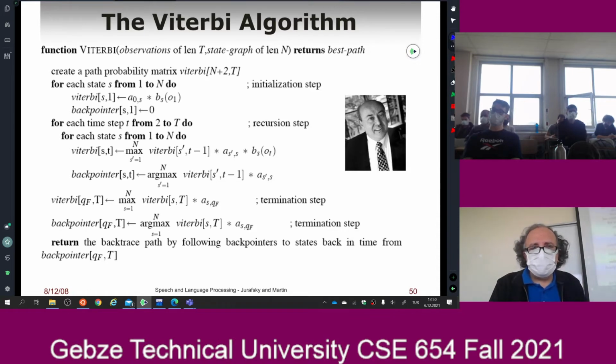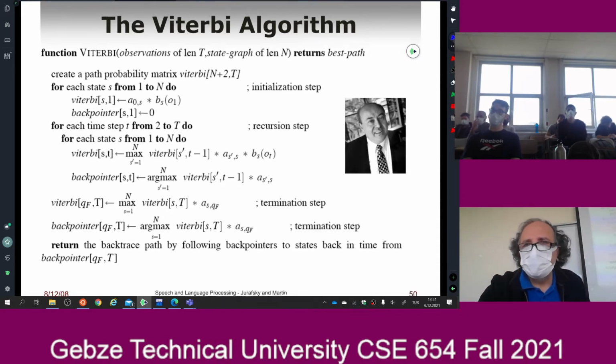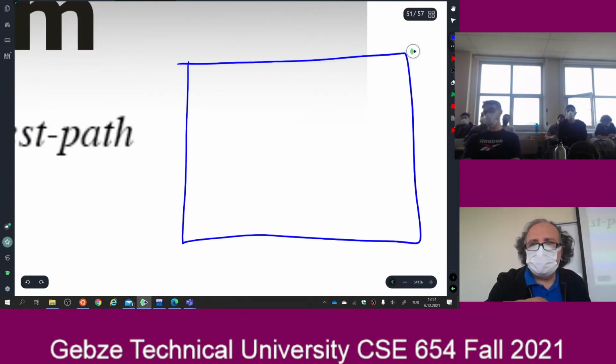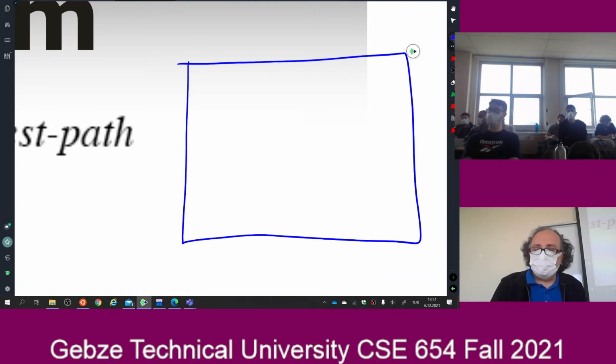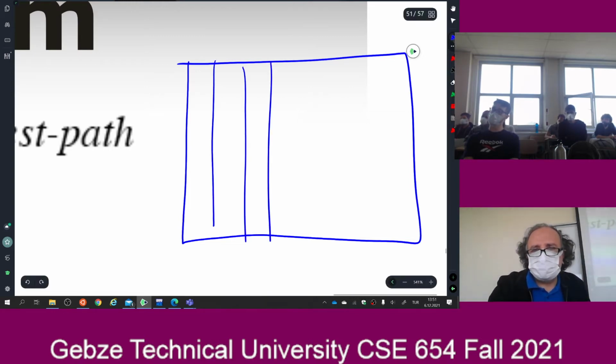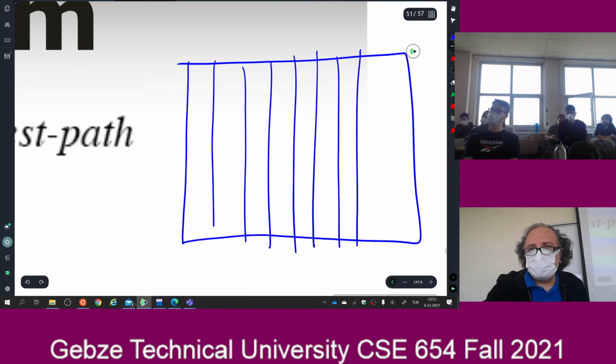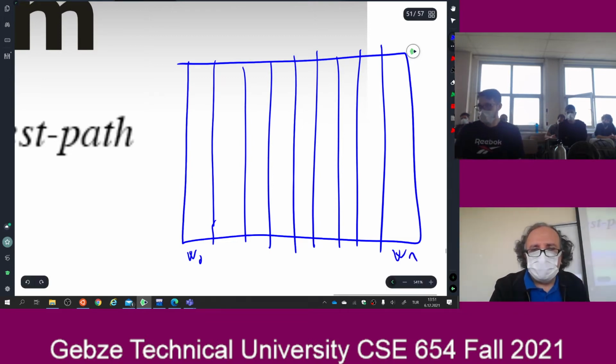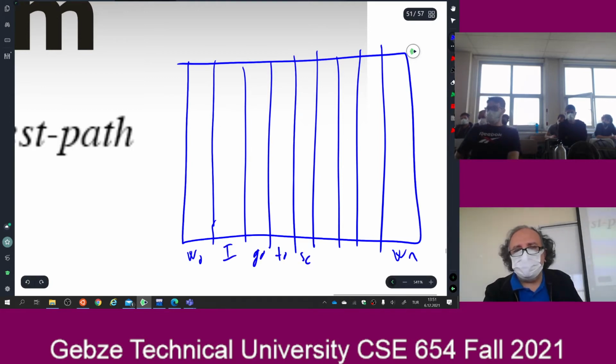We are going to fill in a table like this, like we did with the minimum edit distance. So these are my columns. At each column I have words. Word number 0 is a dummy word. We don't have such a word. It's the start word, and this is word number n, the final one. I go to school early every day, etc.